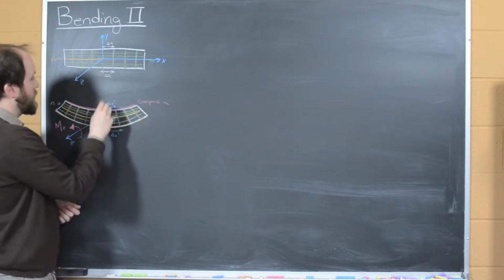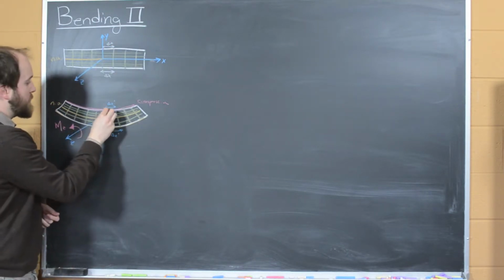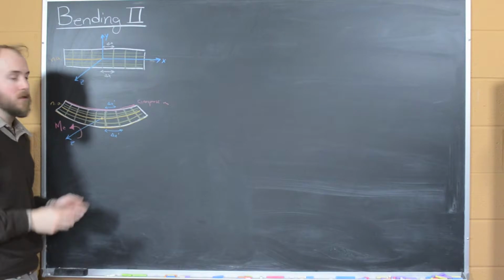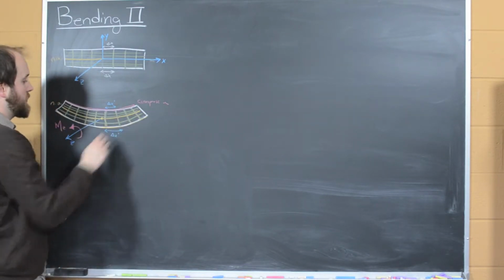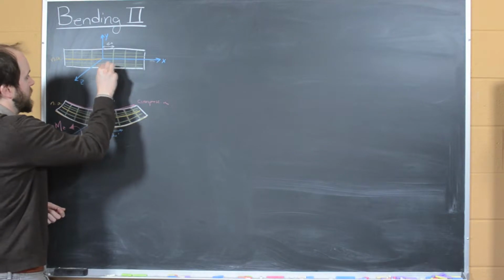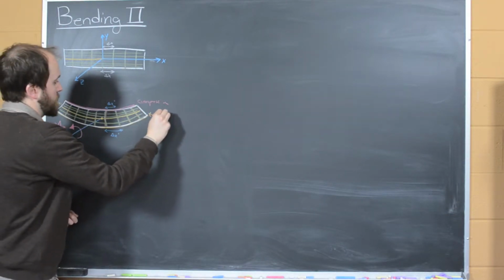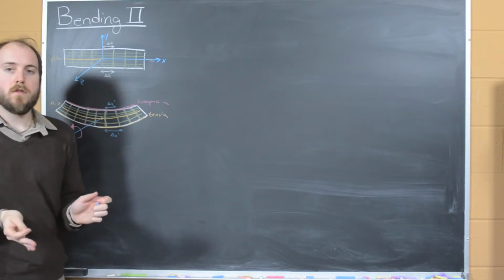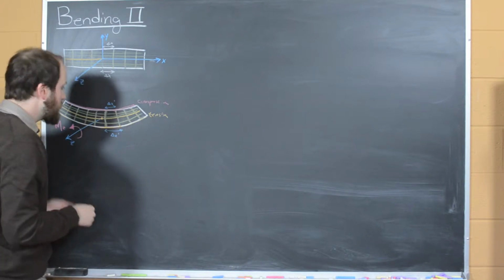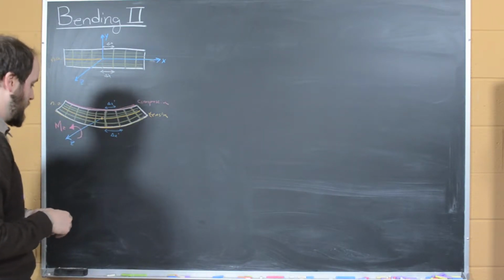Two points along the beam, here and here, have now moved closer together. And so they've been compressed. And the opposite is true with the other side of the beam. Two points that are initially some distance apart are now in tension. These points have moved further apart. And so we want to be able to describe that strain that we're observing there, this tensile and compressive strain.